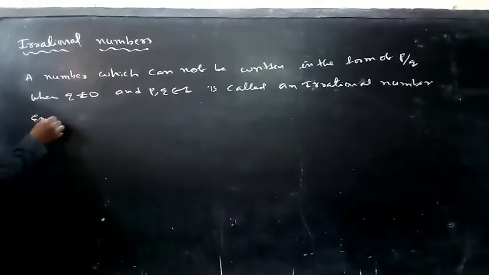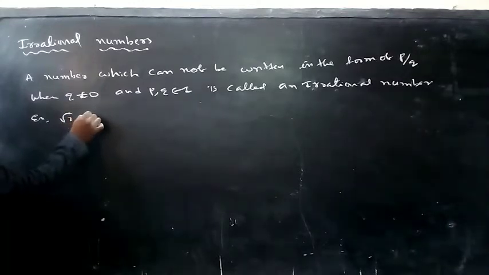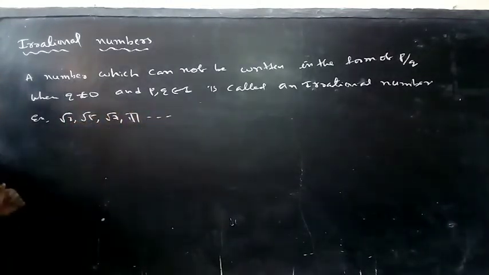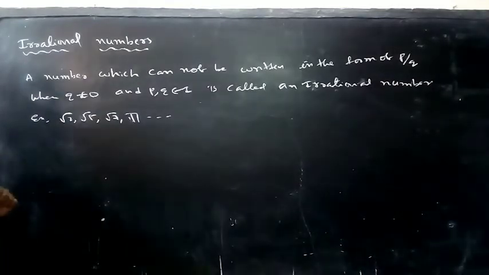Examples: root 2, root 3, root 5, root 7, and so on. So these are the examples of irrational numbers.